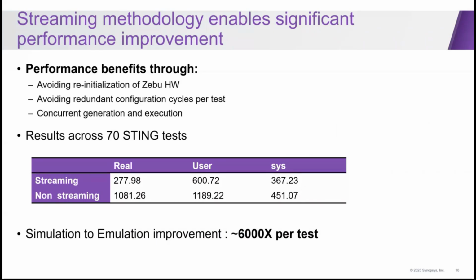When we run the same test, a long stream test, in the hardware, in the ZeBu, we finish in several seconds. You can see more than 6,000 times performance improvement when you move from simulation to emulation. This number can be different, right? When you have 8 cores or 16 cores, this number may be much higher than that.